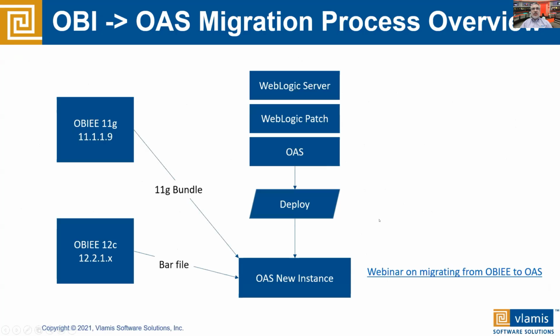This is what the migration process looks like. You start with OBIEE 11g, for instance, they were on 11.1.1.9. You take a bundle patch, you actually install this software, WebLogic server, there's a patch that you need. This is all in the documentation. And you put it on OAS, you deploy it and create a new instance. Some of the software comes back to this environment. That's how you grab all the catalogs, all the reports, your RPD and everything, and that bundle goes into this new OAS instance and can go forward. If you happen to be on OBIEE 12c, you use a BAR file to bring that over. And all of that is documented in the documentation.